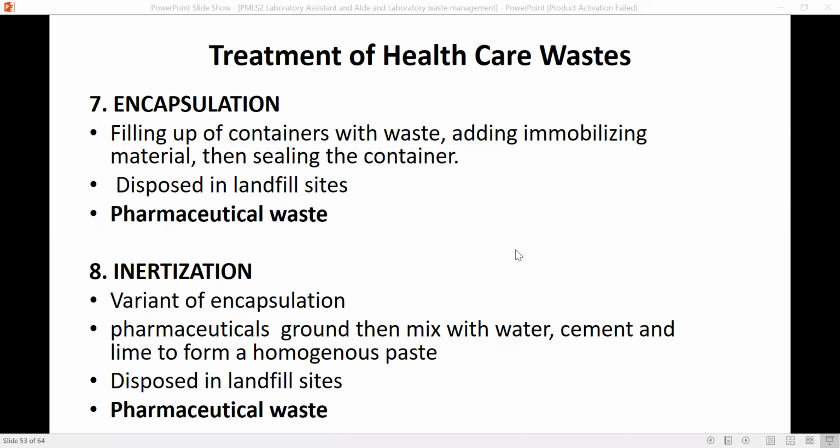Inertization is a variant of encapsulation. It's also like encapsulation, because you also put it in a container, seal it, then dispose of it in the landfill. Almost the same, but it's mixed with cement, water, and lime. So that's inertization, then dispose in the landfill too. Both are for pharmaceutical waste.